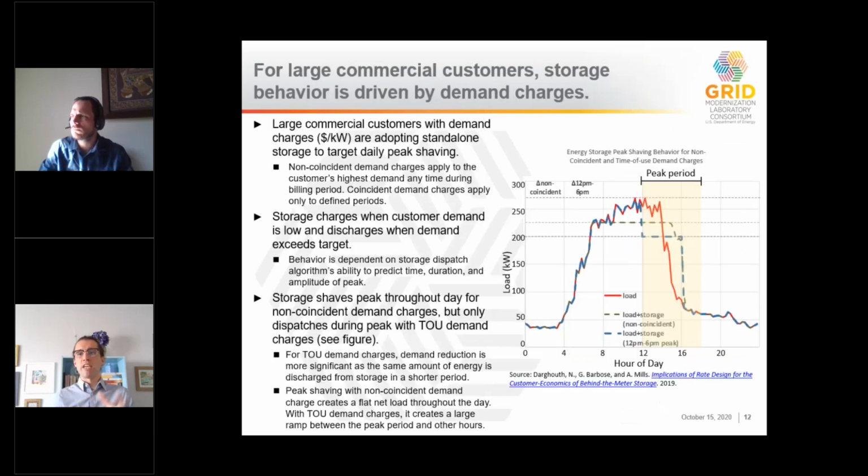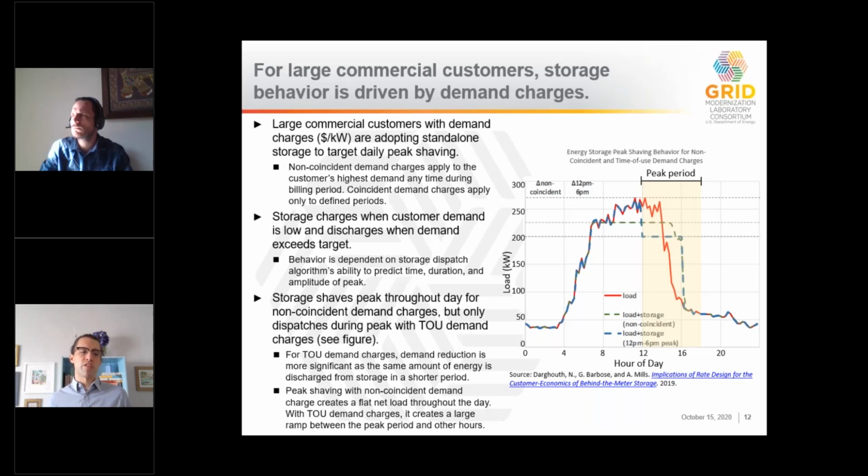And so now what we're talking about is standalone storage, which is also being adopted by large commercial customers to minimize demand charges, meaning electricity is charged by dollars per kilowatt of electricity instead of by kilowatt hour. So in this case, when building demand is low, standalone storage charges using grid electricity. Then, when building demand is high, storage discharges in order to shave peak load.